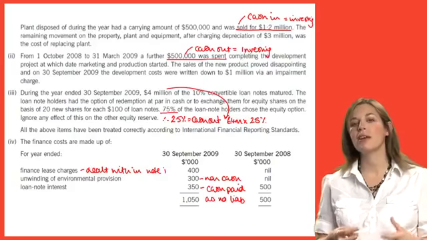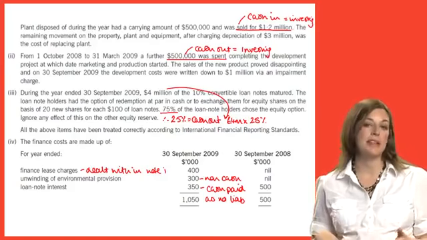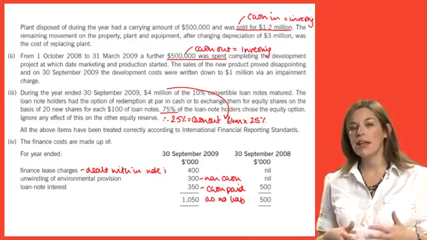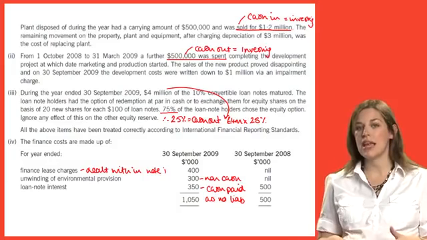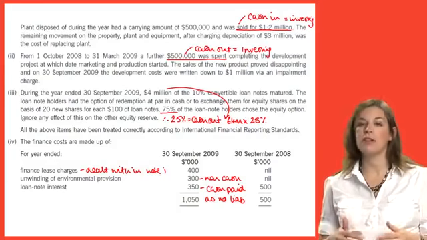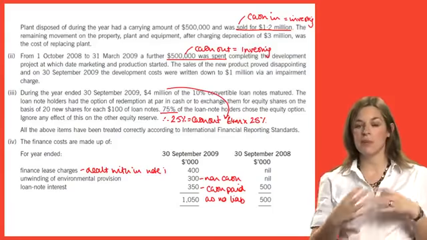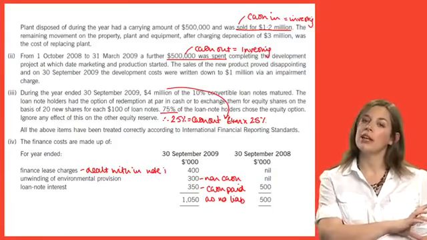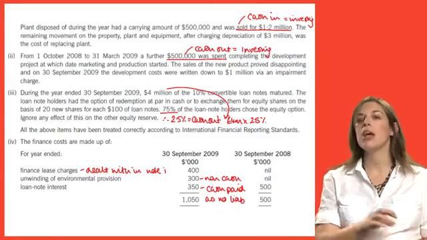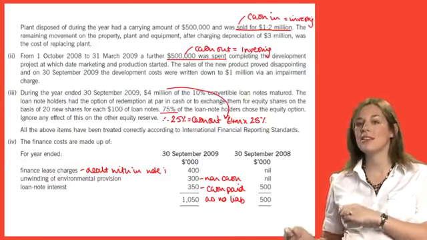Now, the convertible loan notes are probably the trickiest bit in this question. There were 4 million of loan notes which matured in the year. 75% of those loan note holders chose to take the equity. So we need to think about the shares that we gave those loan note holders when we're looking at the changes in the share capital. 25% of them chose to take the cash.